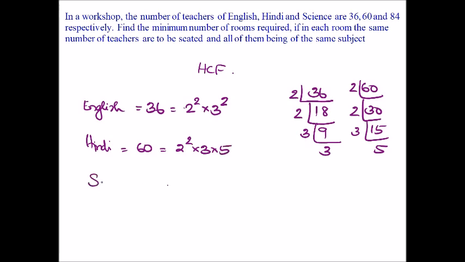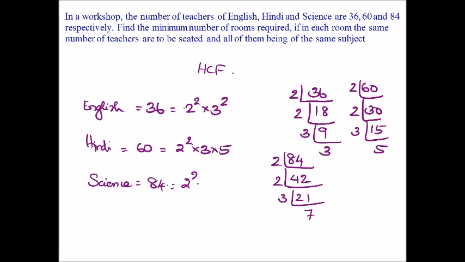Now Science. Science, there are 84 teachers. That is 84, which is equal to 2 square into 3 into 7. These are the prime factors of English, Hindi and Science teachers.